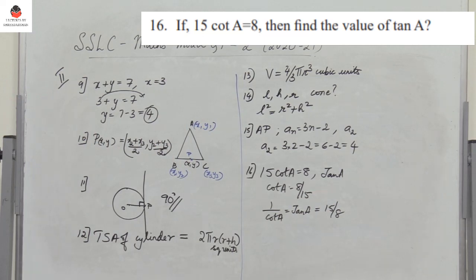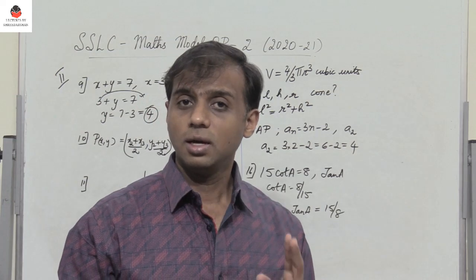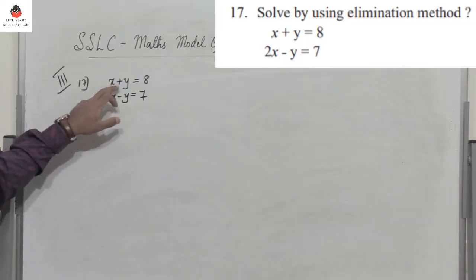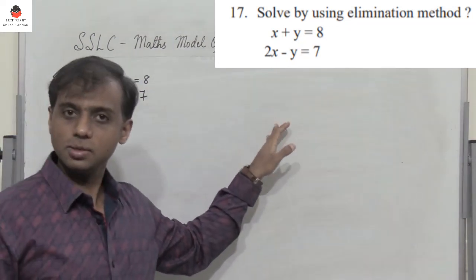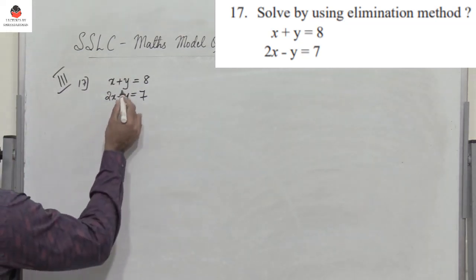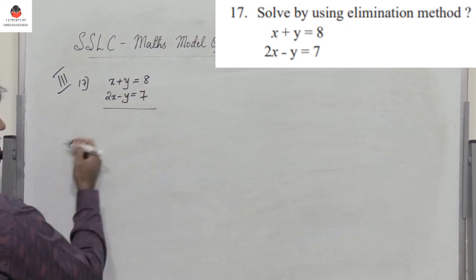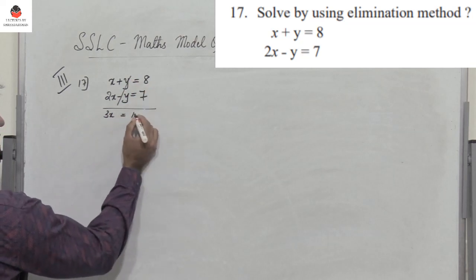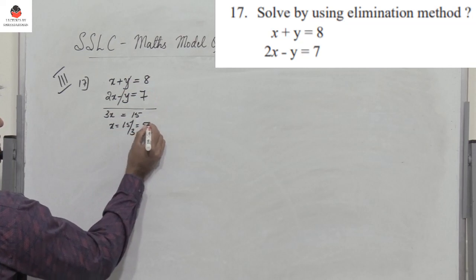So now let's move on to the third section where you have 8 questions and all the questions carry 2 marks. So here are 2 equations, x + y = 8, 2x − y = 7, and I need to solve this by the method of elimination. So I need to eliminate one of the variables. So this is plus y, minus y. If I add both of them, y gets eliminated. So I add both of them, I get 3x = 8 + 7 = 15. So x = 15/3, which is equal to 5.